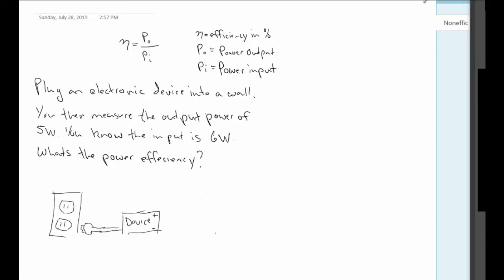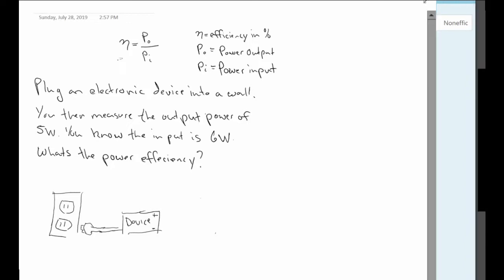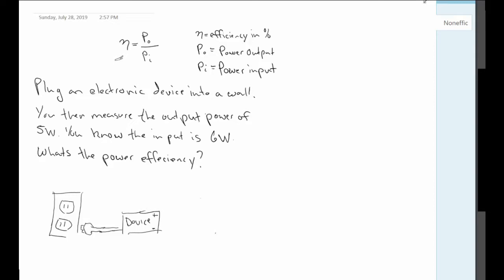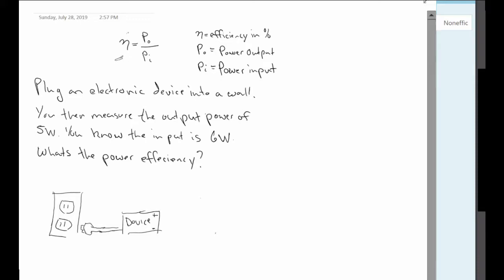So, efficiency is this crazy looking thing right here, right? Is equal to the power output over the power input. Now, that crazy looking thing right there is called eta. It is a Greek symbol, and it is called eta. So the eta, or the efficiency, in percentages is equal to power output over the power input.